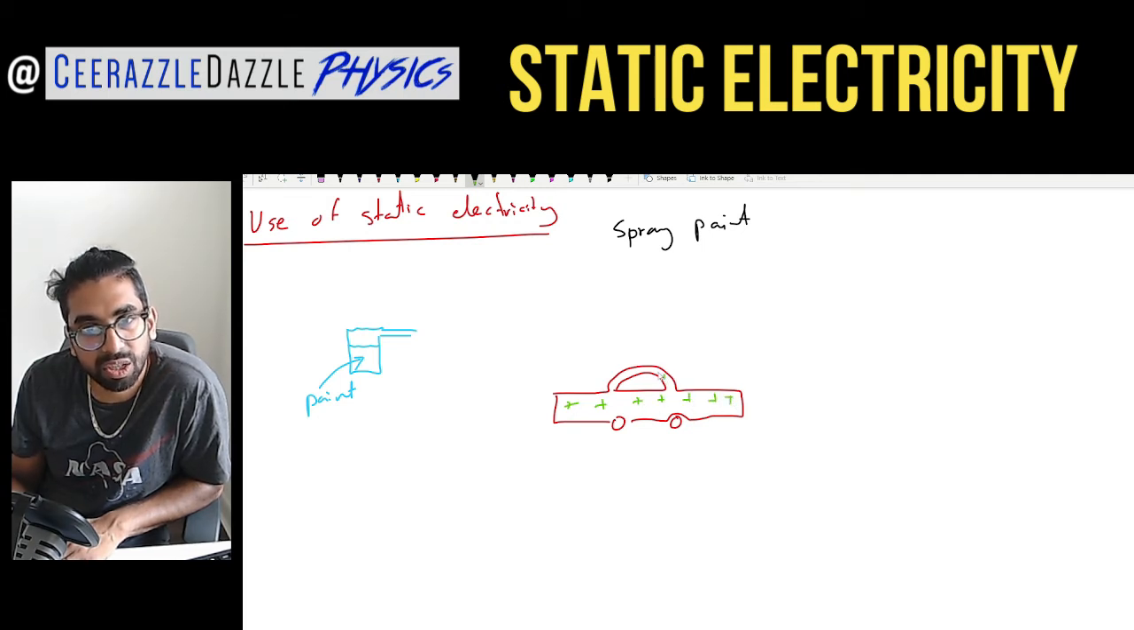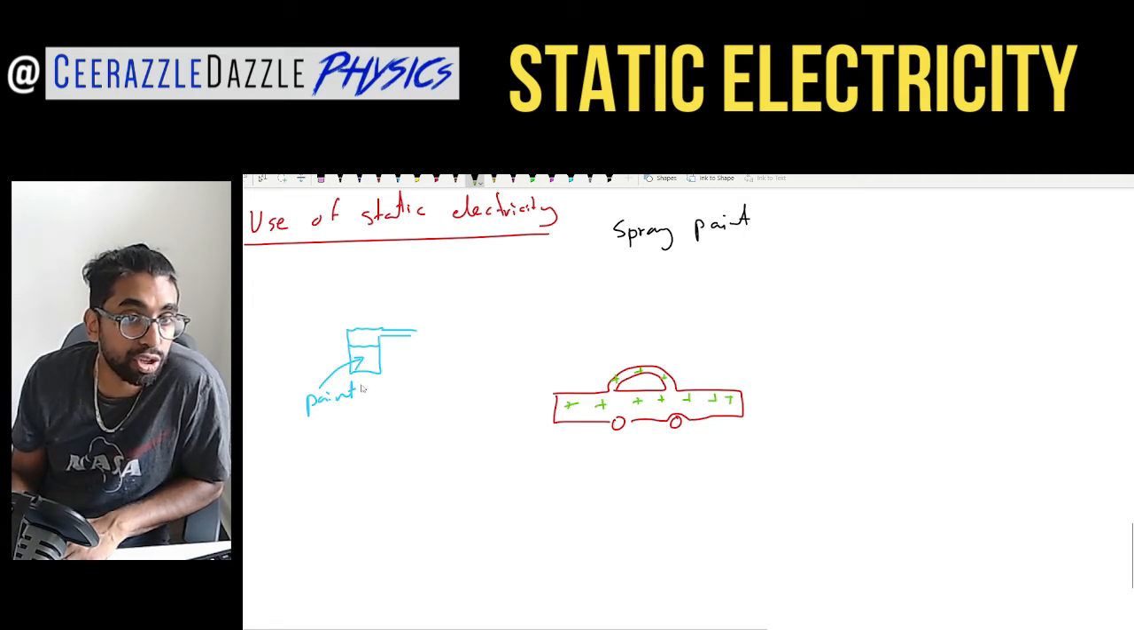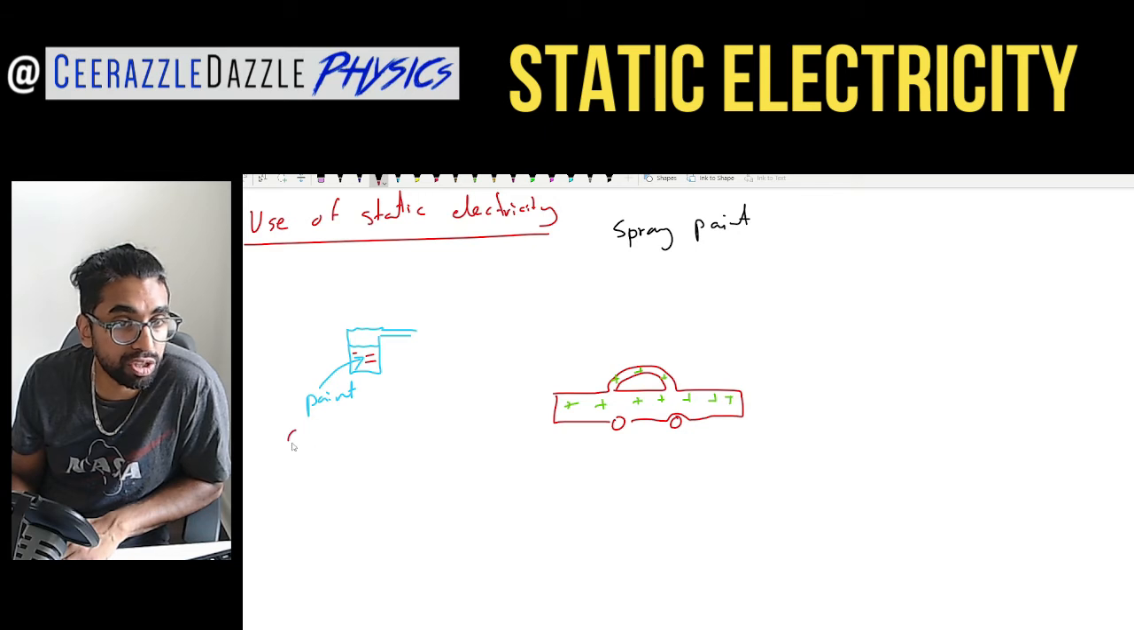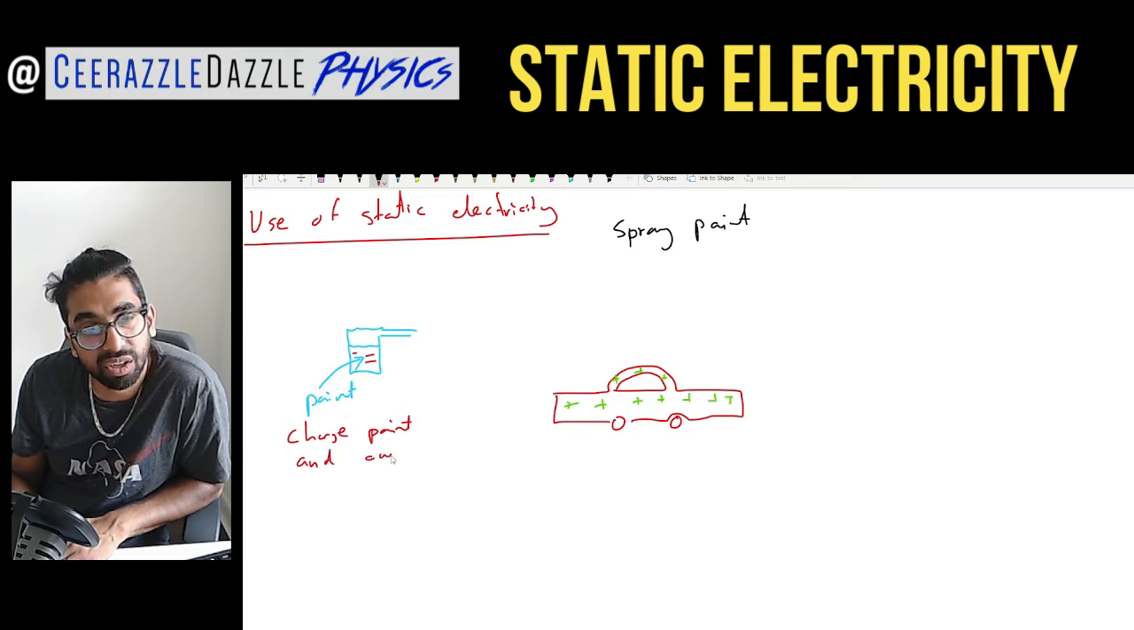Maybe you connect a lead to it. Here's my car. Entire car, you connect positive. And the paint you charge negative, guys. So we charge the paint and car oppositely charged.